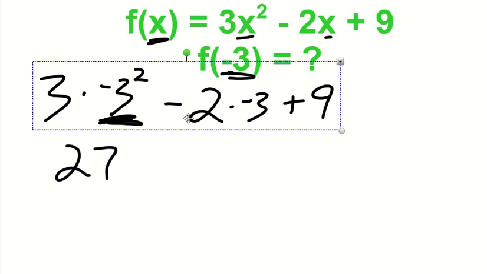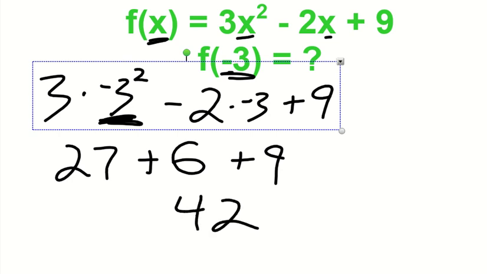That's a minus 2, right? What's minus 2 times minus 3? 6, positive 6, right? So we'd have a plus 6, and then we got the plus 9. And you're just adding it all up. 27 plus 6 is 33 plus 9 makes 42. Okay?